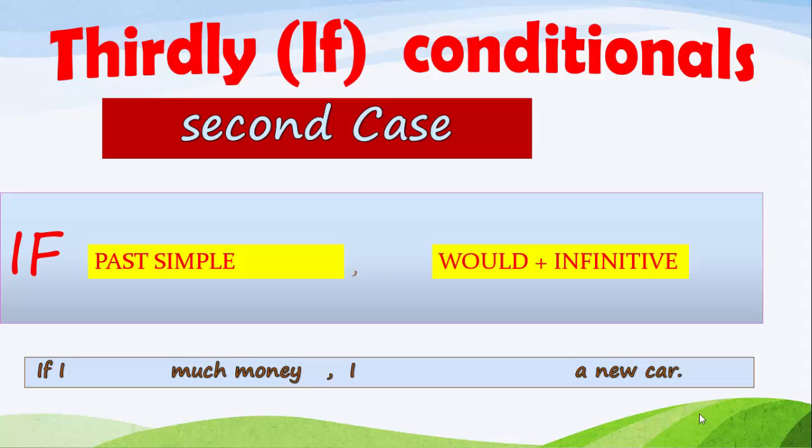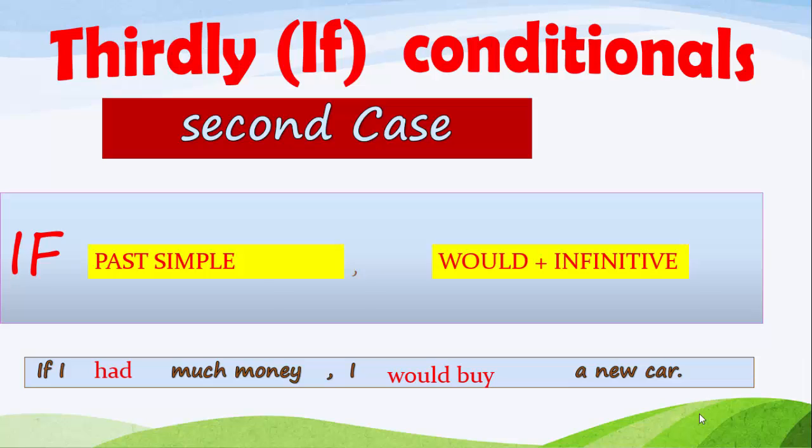So the sentence must be, if I have much money. No, this is wrong. If I, what's the past of have? The past form of the verb have must be had. So the correct answer must be if I had. If I had much money, what will happen? I would buy a new car. So if I had much money, I would buy a new car.